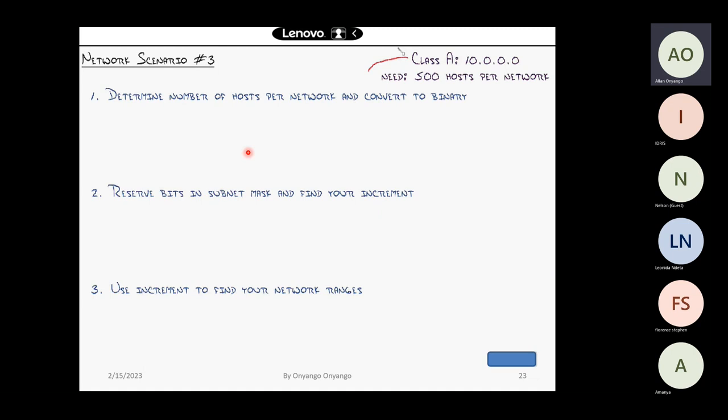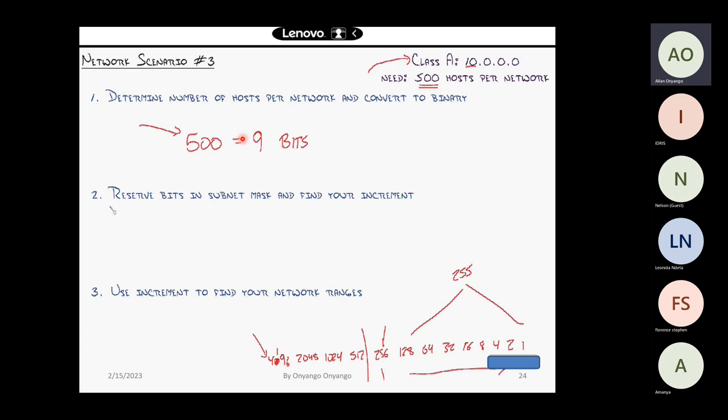Now, class A, which has a subnet mask of /8, 255.0.0.0. We need 500 hosts per network. The network address we are given is 10.0.0.0. As usual, 500 hosts. How many bits are those? We go up to 512, which is 2 to power 9. Which means 500 is between 256 and 512. You ignore 256, so take 512, which is 2 to power 9, and that gives us 9 bits.